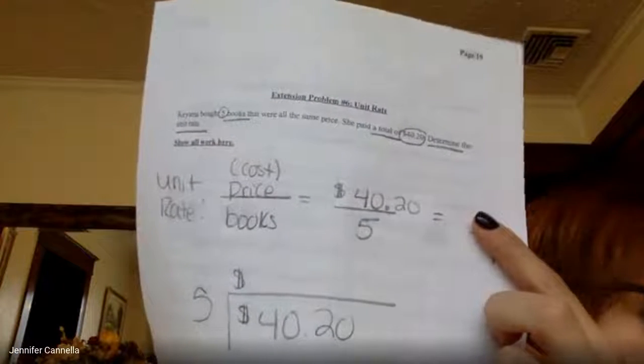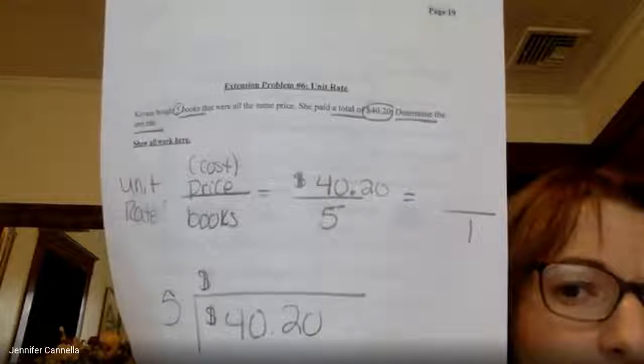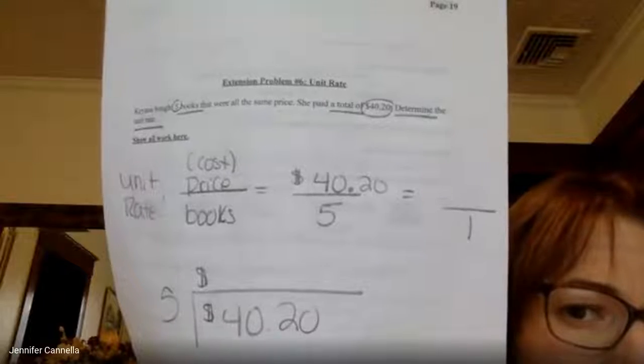So now I'm going to show you. You're going to divide to figure out what it is. So this is what your paper should look like. Whatever the answer is, you're going to put that on the numerator. So does 5 go into 4? No. Does it go into 40? Yeah. How many times? 8. Because 8 times 5 is what, girls? 40. 40 from 40 is 0. Bring up your decimal point.